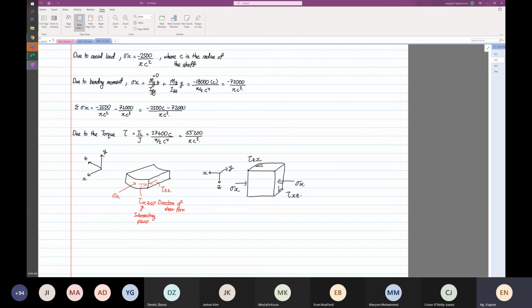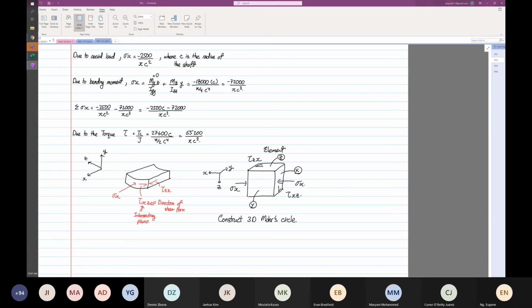So from here, we're going to label this element now. What we've just drawn is an element. So I'm going to label this based on the face. This is point X. This is going to be point Z, and this is my point Y. We are now going to construct 3D Mohr's circles.